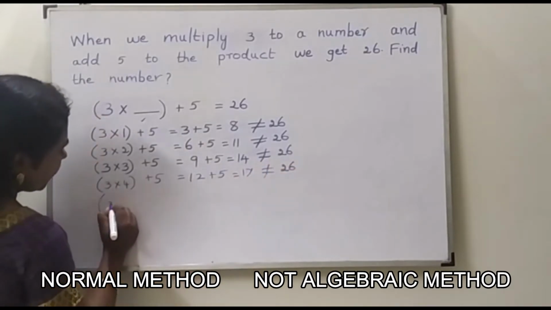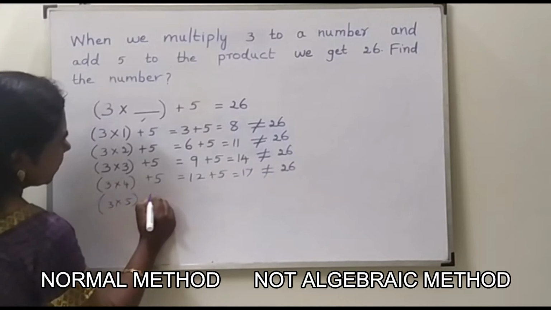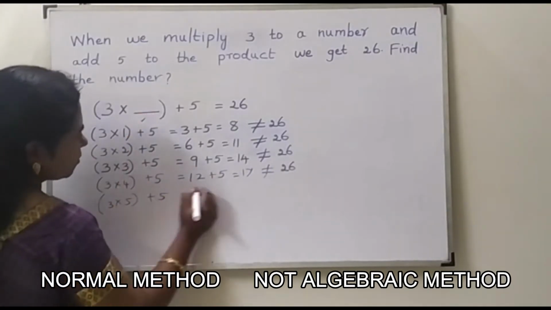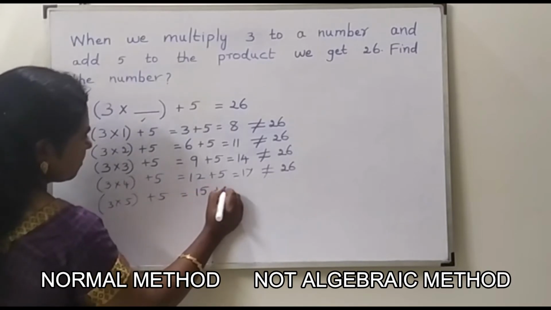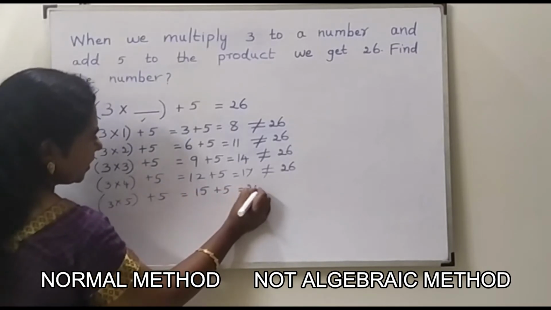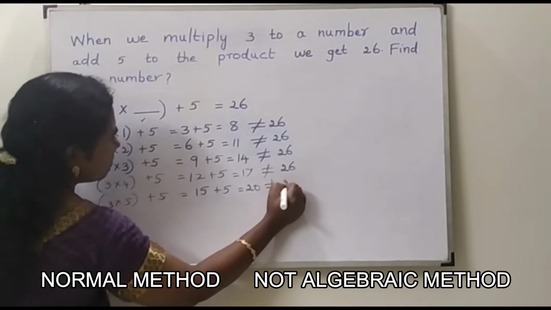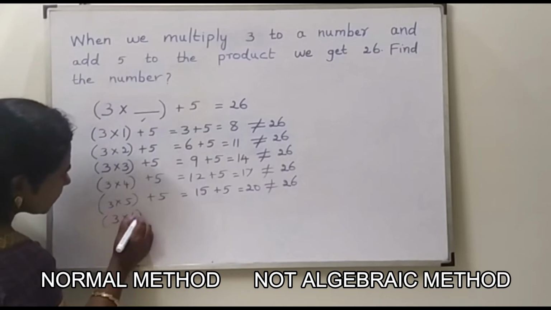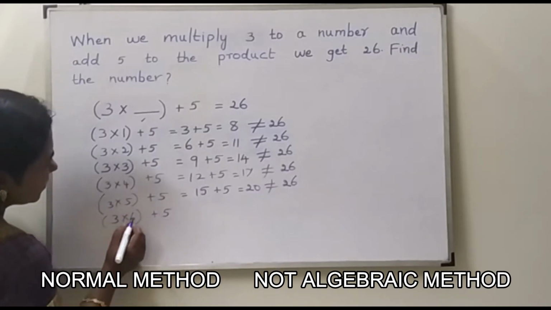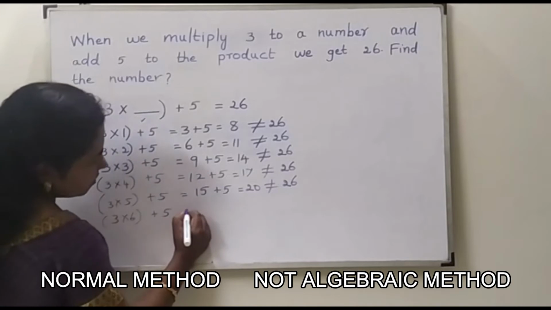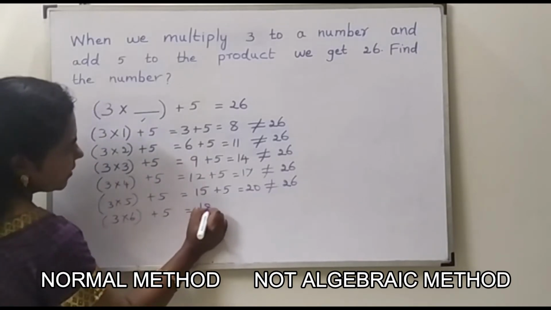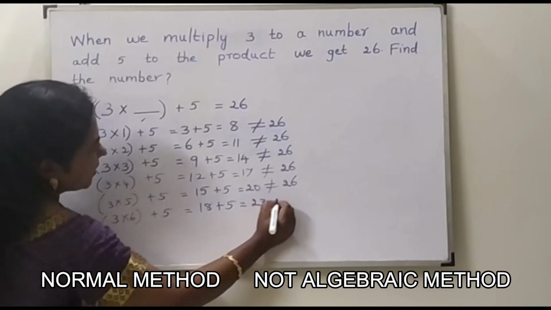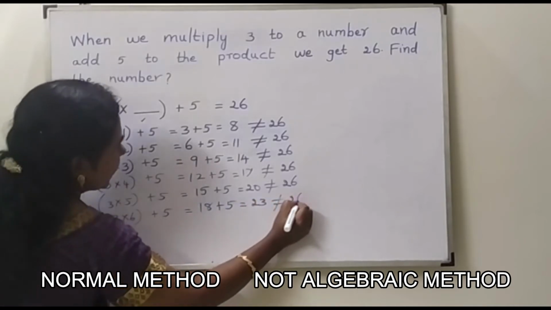Now the next, 3 into 5 plus 5. That is 5 in this place. So it is equal to 15 plus 5, which is equal to 20. It is also not equal to 26. Now the next, 3 into 6 plus 5, 6 in this place. So it is equal to 3 6s are 18 plus 5. This is equal to 23. It is also not equal to 26.